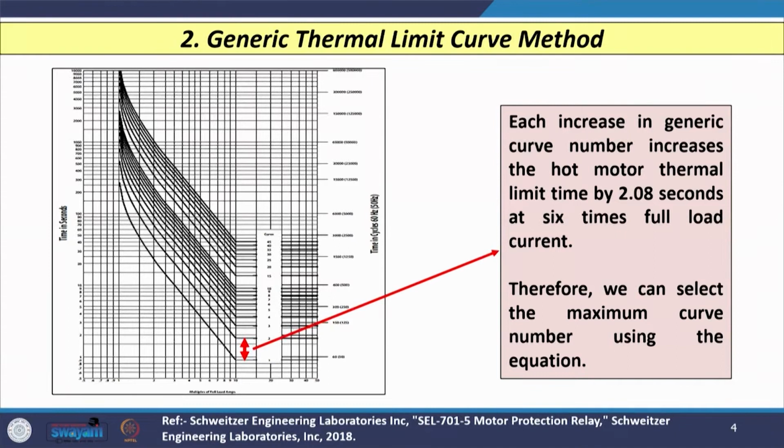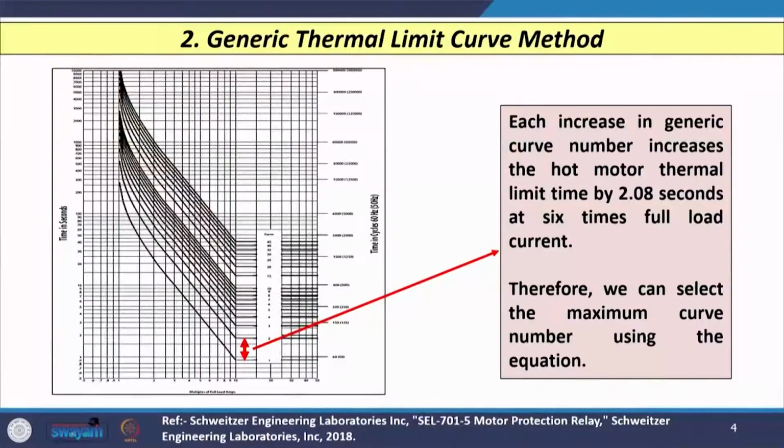Now, let us see the different curves provided by the relay manufacturer. You can see on the screen the curves: on the x axis we have multiples of full load amps, and on the y axis the time in seconds, and several curves are given, starting from 1, 2, up to maybe 45.